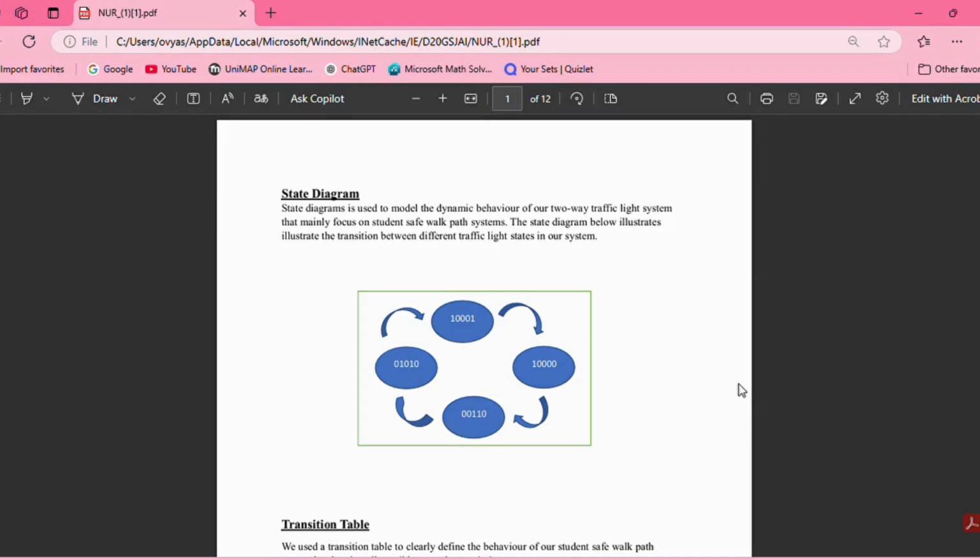Hello, I'm Nur Sakrina, the group leader, and I'm going to talk about how we get the pedestrian signals: the state diagram, transition table, and K-map to create the circuit for our traffic light project.